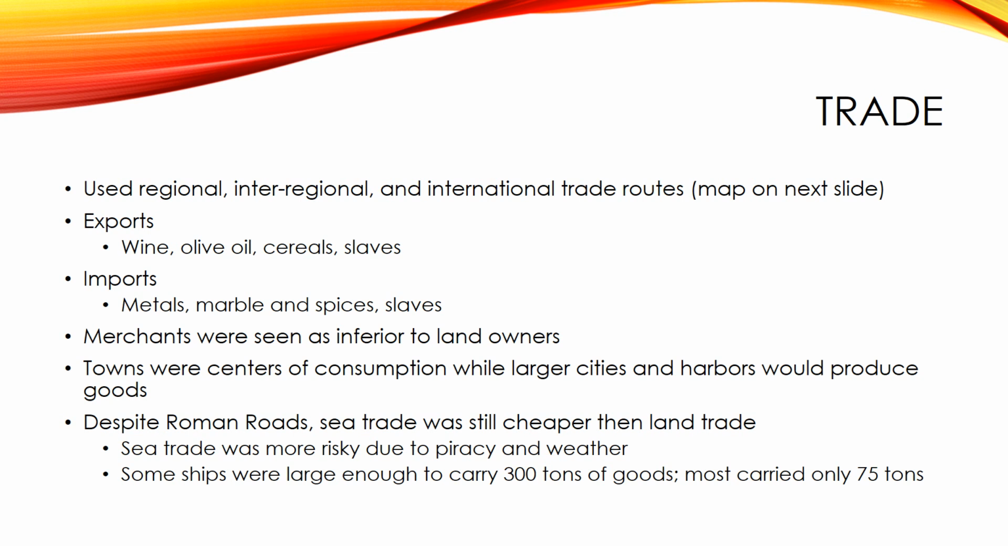Merchants were inferior to landowners. They were very rich, but they were unable to purchase land because land had become hereditary by the time this system was set up. So merchants were very rich, but they did not necessarily own any land, and therefore they didn't have political influence at all. Towns were where people consumed things, and the larger cities and the harbors would produce the goods.